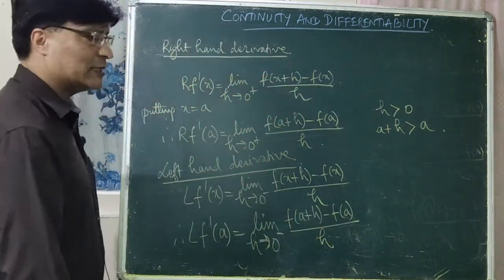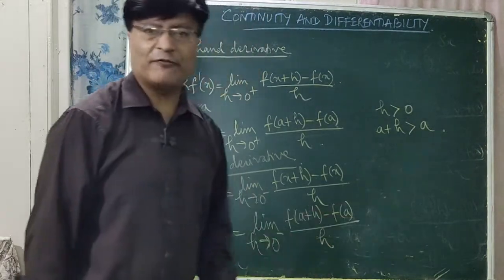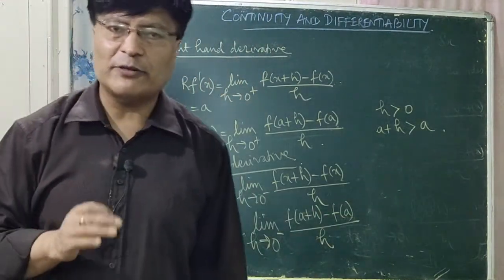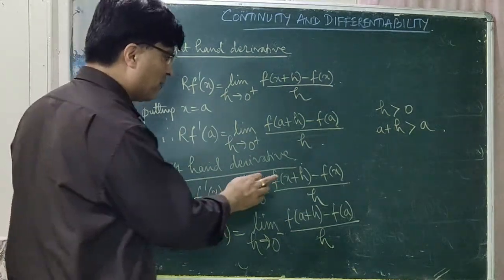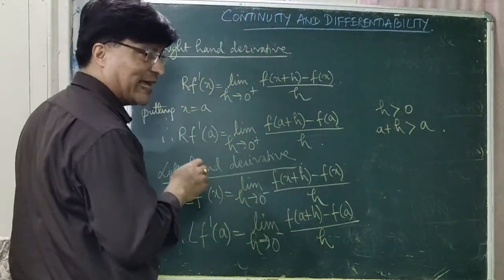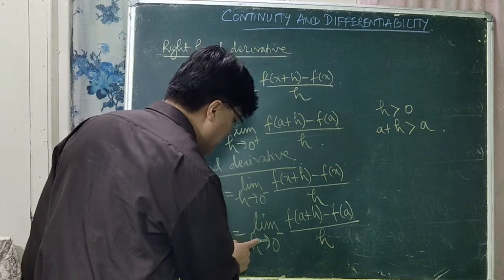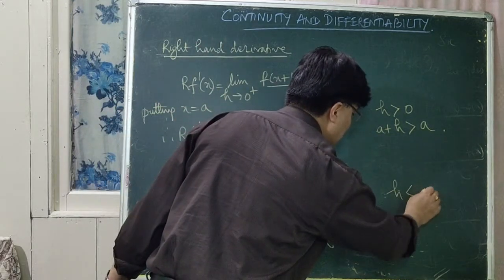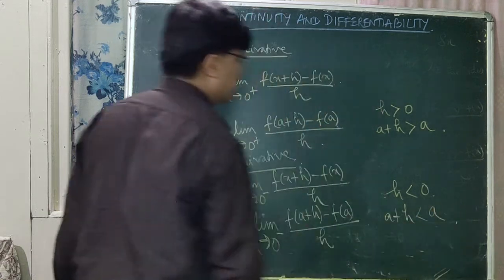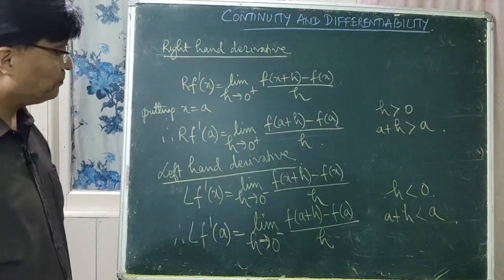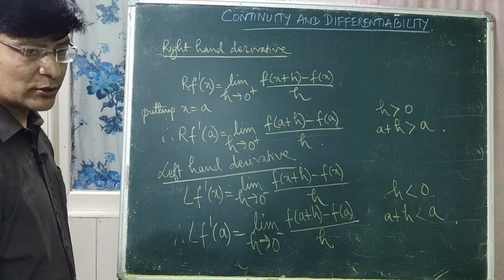Now in this case, you know the meaning of f of a. F of a means the value of the function f of x when x is exactly equal to a. But what is f of a plus h? What is a plus h in this case? So h tends to 0 minus means h is less than 0. Add a on both the sides, a plus h is less than a. So I think you have understood it.